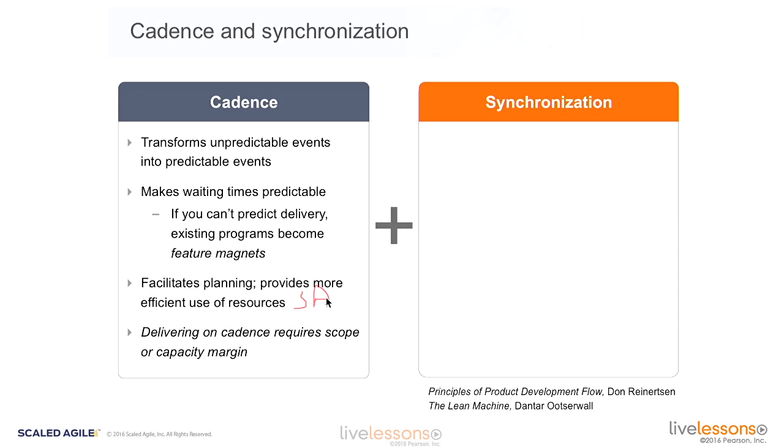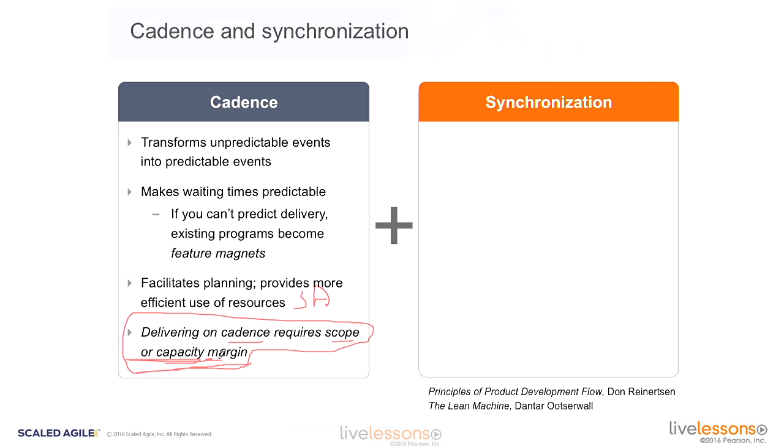Delivery on cadence requires scope or capacity margin. This is a statement of fact. Makes sense, right? A guaranteed delivery on cadence means that I have to have some capacity margin. Why? Because some stuff is going to happen. We're going to see that principle again and again. Delivering on cadence requires scope or capacity margin.